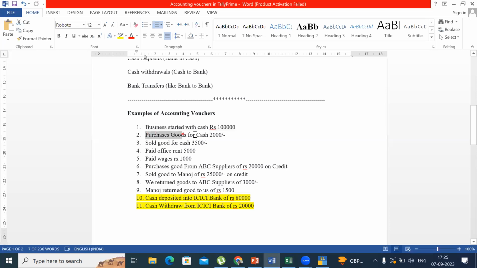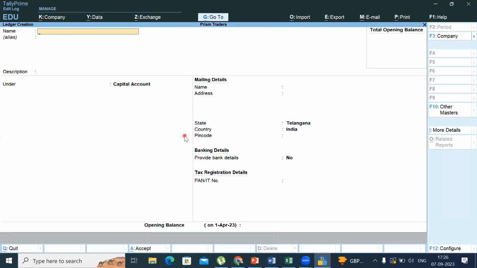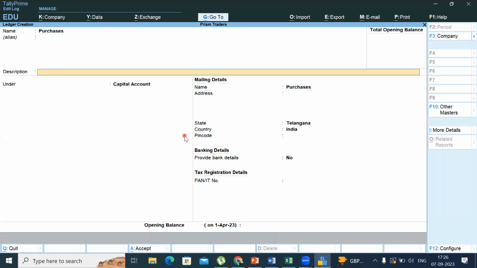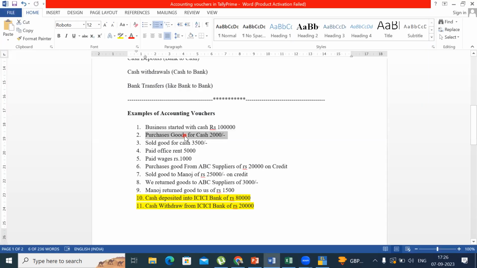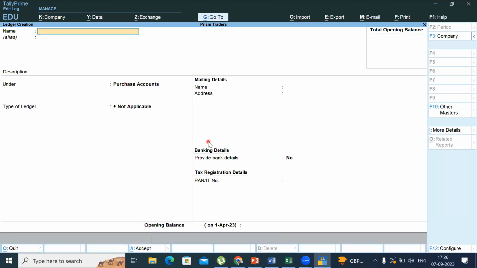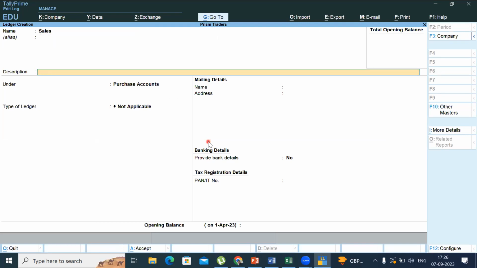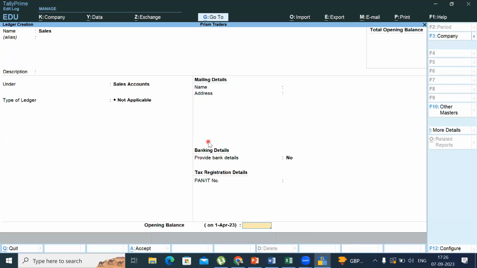Coming to the second transaction, purchased goods for cash. What was the transaction? Purchase account debit to cash. Cash is already there, so now we create the purchase ledger. Purchase under which group? Purchase Accounts. Then enter to save. Number three is sold goods for cash: cash account debit to sales. Cash already exists, so you create the sales ledger, Sales under Sales Account.